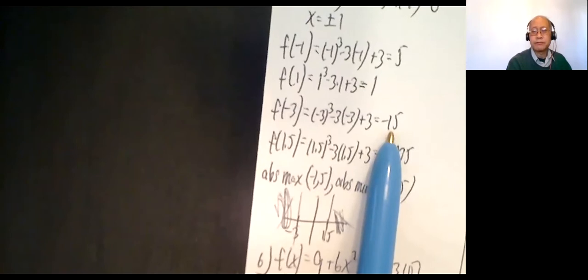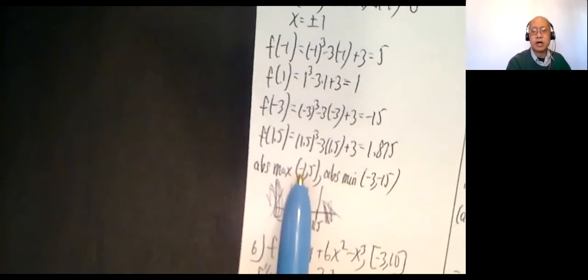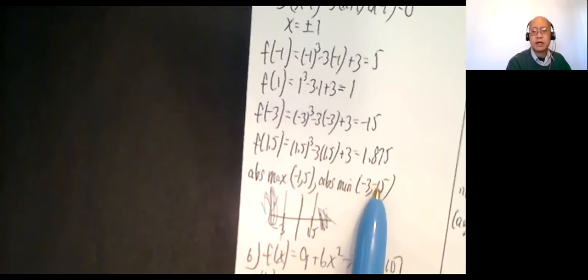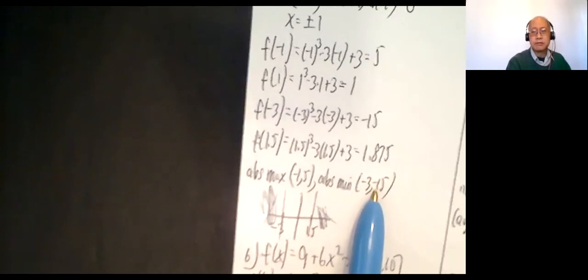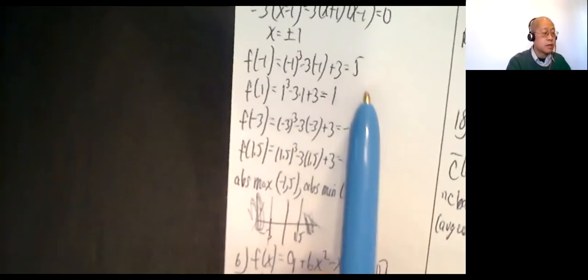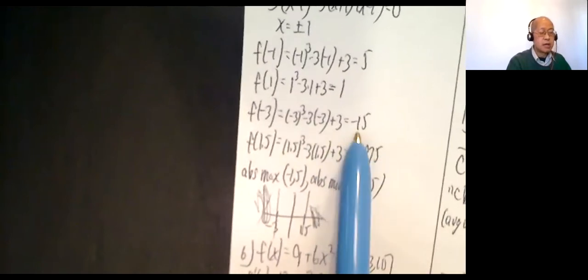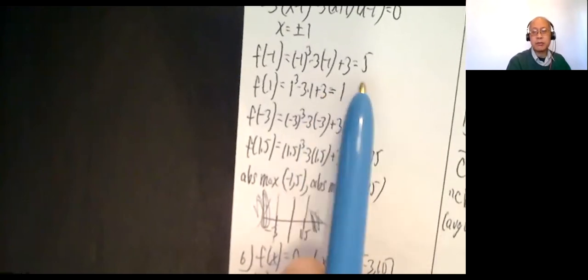Which is the lowest? Well, only one of them was negative, this one, right? So I'm done. Absolute max, negative 1 comma 5. Absolute min, negative 3 comma negative 15. That's it. So I noticed one of them was at an endpoint. The minimum was at an endpoint, and the maximum was at a critical point.